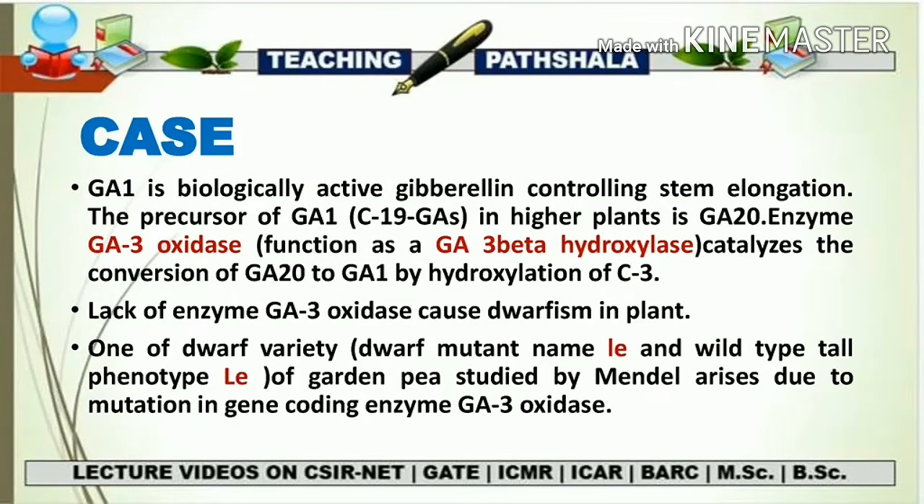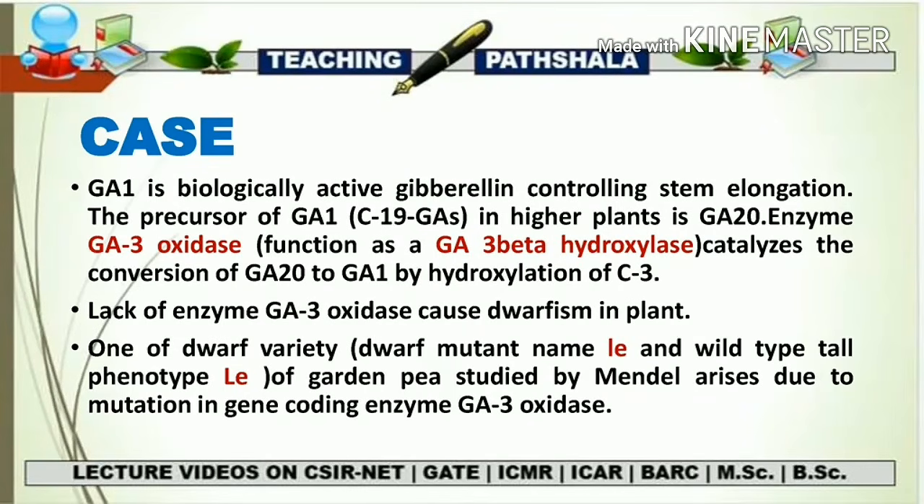The next point is the lack of the enzyme GA3 oxidase causes dwarfism in a plant, because we have studied that the gibberellin helps in stem elongation. So if there is a lack of this GA3 oxidase, that means there will be no conversion of GA20 to GA1, and we already know that GA1 is the most biologically active gibberellic acid. So if there is an absence of the most active gibberellic acid, obviously there will be no overall action of the gibberellin, and that is why that plant is going to suffer from dwarfism. That means the overall height of the plant will be very small due to the absence of GA3 oxidase.